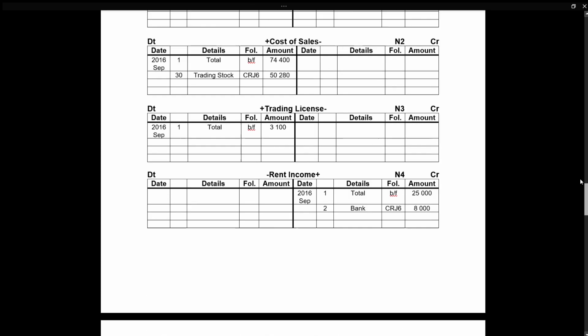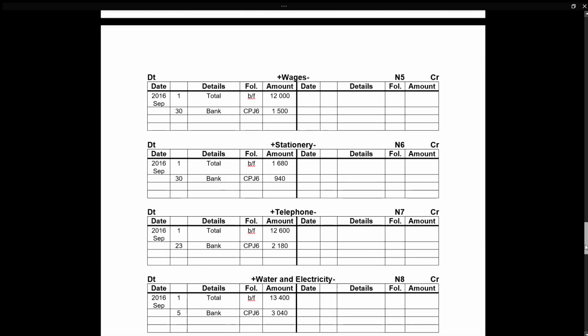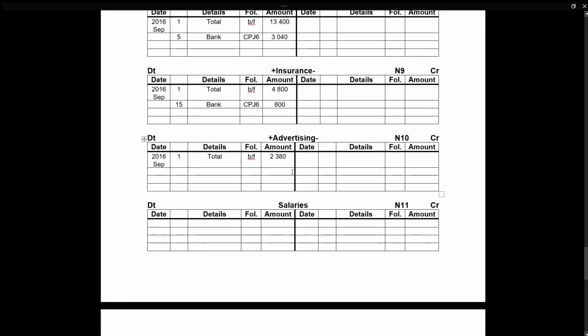Then during the current month, did we spend more money on advertisement? Let's have a look. Advertisement on the 8th, alright, to the amount of 1,800 rand. I got this from my cash payment journal number 6. Details will be bank, and the specific date of this transaction was the 8th.